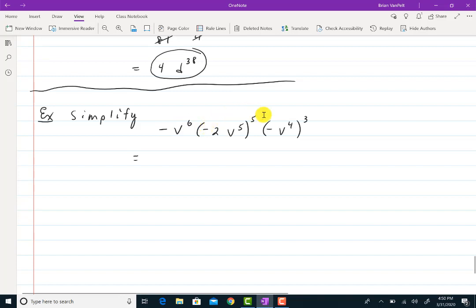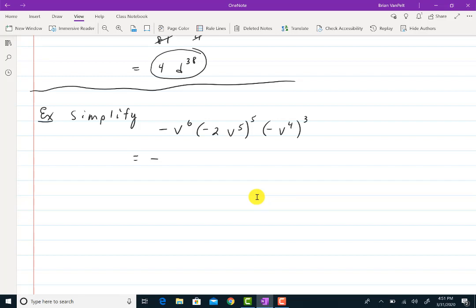However, negative to the 3rd power is negative. So when all is said and done, I have 1, 6, 9. Negative 1 to the 9th power will end up just being negative 1. And you don't even have to write the 1 if you don't want to. Just put a negative.